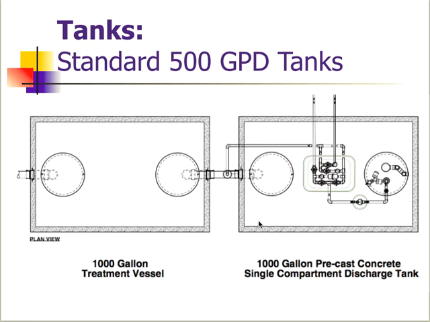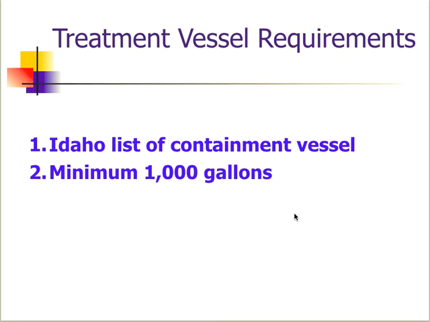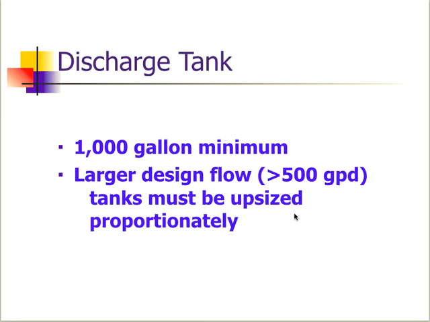Now our tankage, again, the standards are 500 gallon a day tanks, 1,000 gallon for the septic tank, 1,000 gallon for the pump chamber. Both the vessels, they do need to be on the Idaho list of containment vessels. Again, a minimum of 1,000 gallons. Same thing with the discharge tank. If you have design flows that exceed the 500 gallons a day, the tanks must be upsized proportionately. You have to go up to a 1,500, 1,200, whatever the case may be. Again, so we have the proportional amount of retention time and storage volume in our tanks.